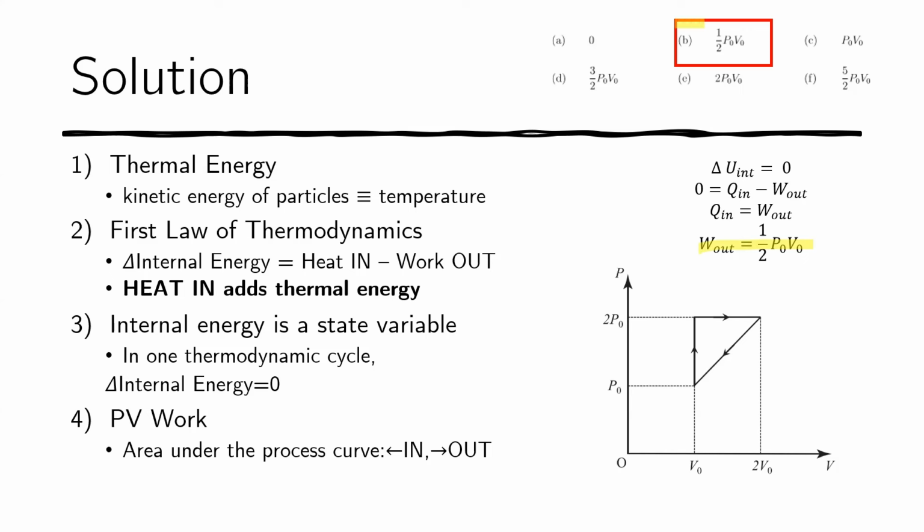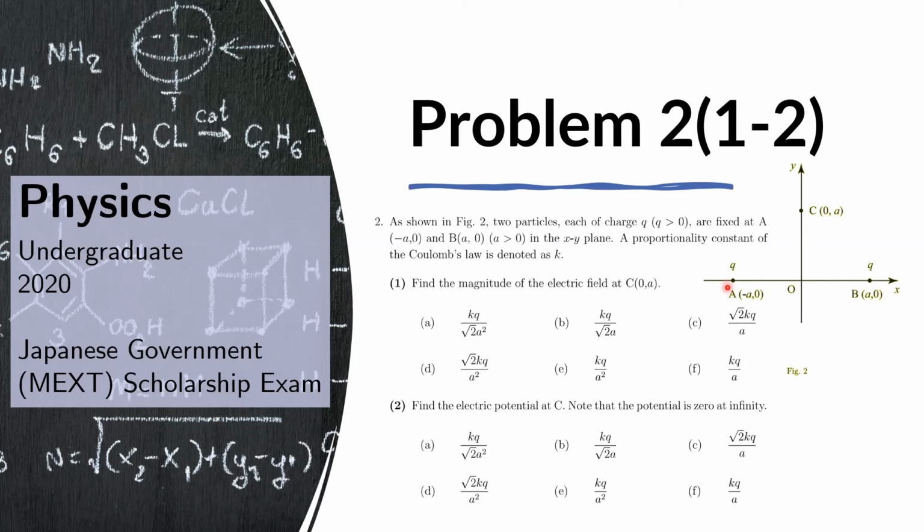As shown in figure 2, two particles, each of charge q, where q is greater than 0, that means q is positive, are fixed at A, which is at negative a, comma 0, and B, which is at a, comma 0, where a is again a positive number in the xy plane. A proportionality constant of the Coulomb's law is denoted as k. Now we need to find the magnitude of the electric field at C. And we also need to find the electric potential at C, taking note that the potential is 0 at infinity.